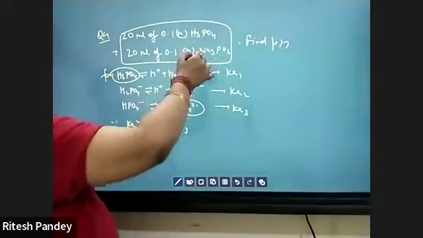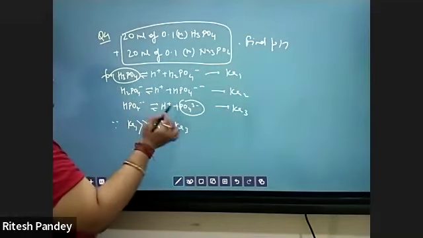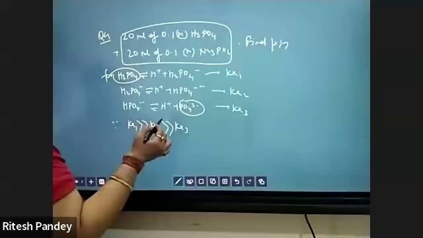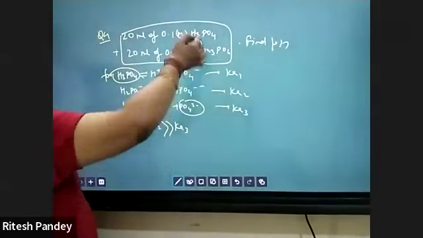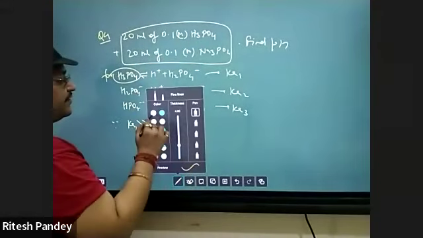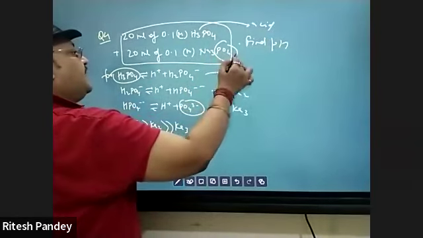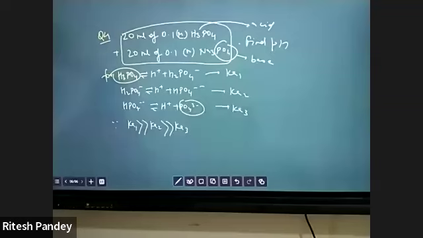So the moment you put these two in contact, this would lose H plus and this would gain H plus. Hey, are you there with me? K1 much more than K2, much more than K3 would mean in their mutual presence, this will act as an acid, and PO4 3- will act as a base. This is knowledge you need to take home. You getting me?